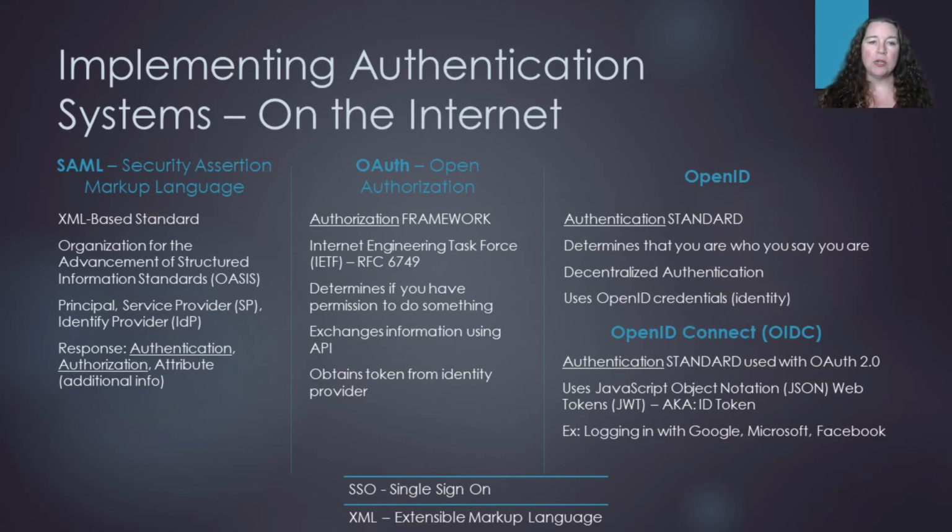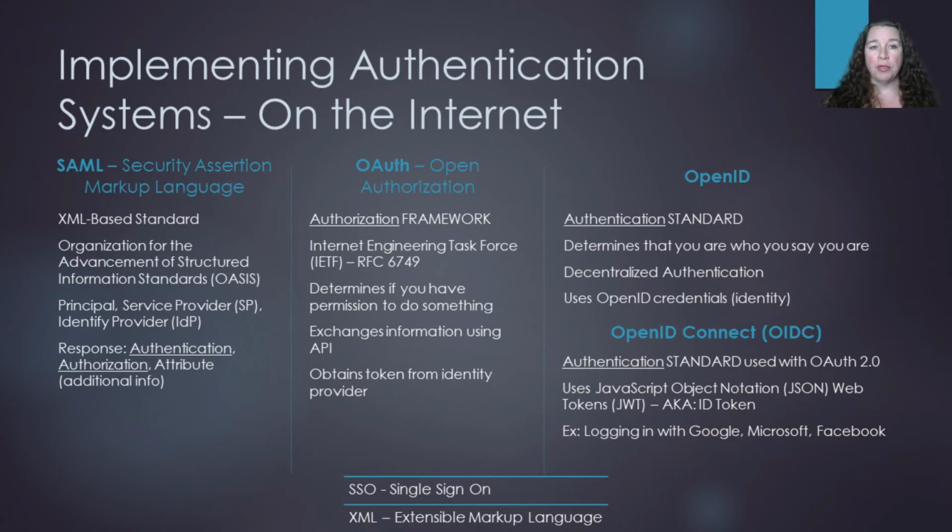So the principal is going to simply say, I want to have permission to be doing this. The identity provider is going to verify their identity, and the service provider is going to verify that the service gives them authorization. So the responses from SAML are going to give you authentication, you are who you say you are, and authorization, you have permission to be doing what you want to do. Finally, there are also some extra pieces of information that we call attributes, maybe your name, maybe your email, other pieces of information that just describe who you are.